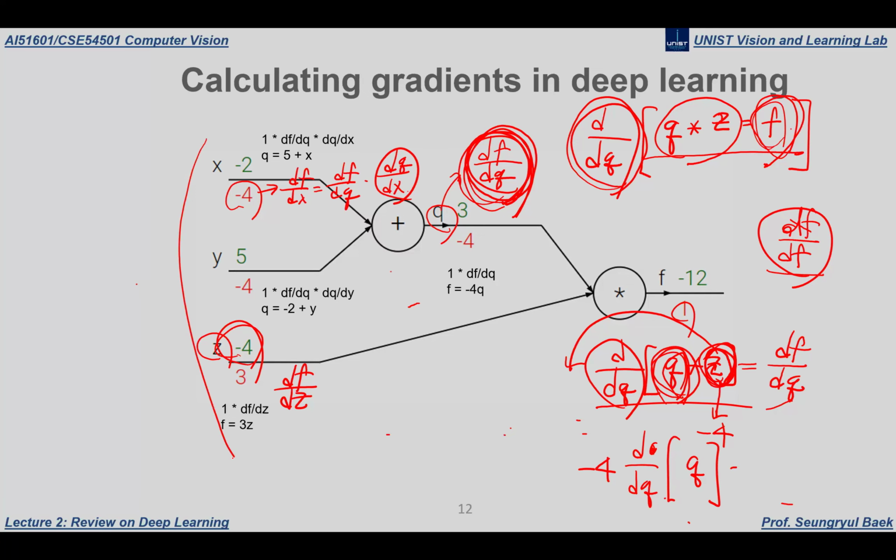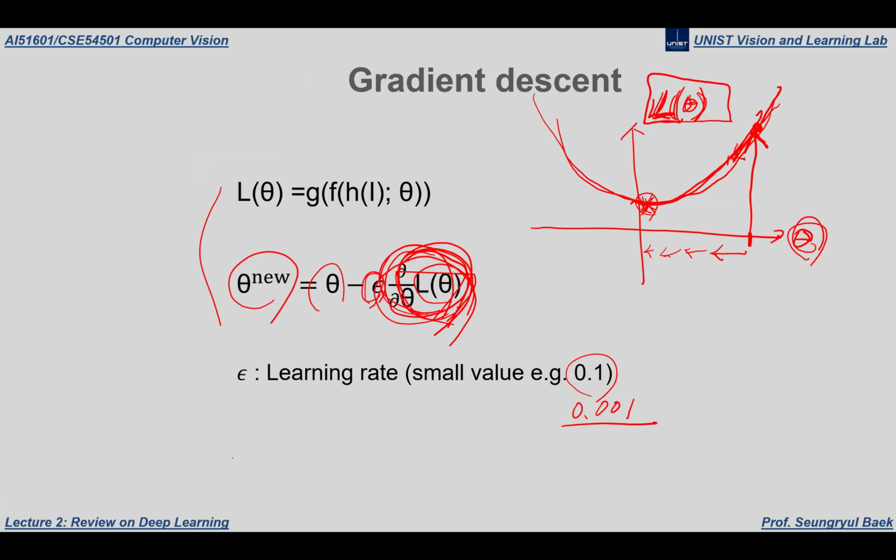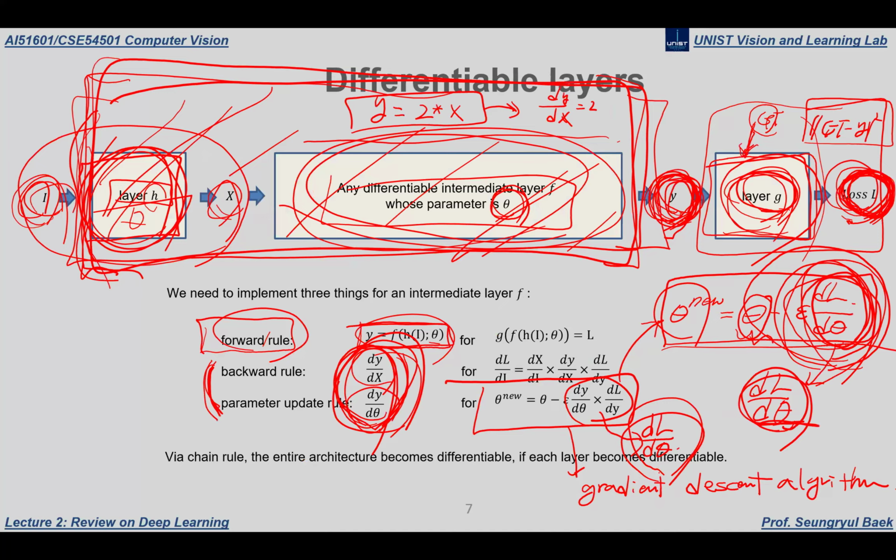So using this, for all the intermediate nodes of the deep architecture, you can calculate dL/dθ via the chain rule. And if all the layers inside the entire deep architecture are differentiable, which means you can calculate these two gradients for each layer, then you can calculate dL/dθ and apply the gradient descent formula to update parameters, to make it smarter using the feedback from the data, okay?